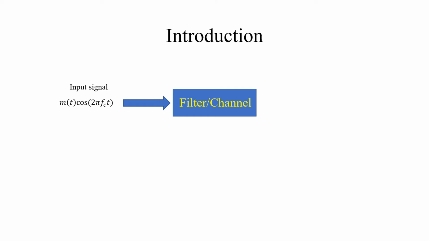Now, I think we should start by setting up our problem. We have a communication channel, or filter. We send in a signal, let's say m of t cosine 2 pi f_c t. Now, what kind of a signal can we expect from the output? Well, the output signal should have the following form.